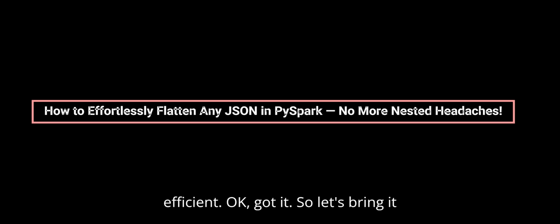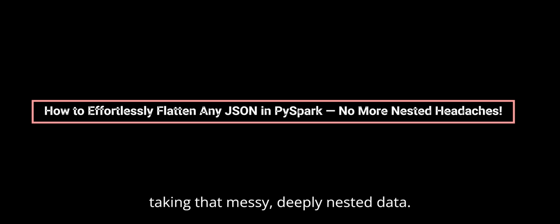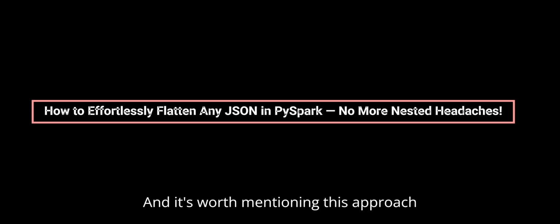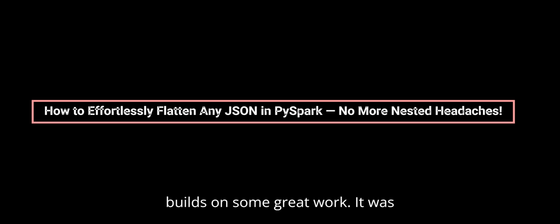Okay, got it. So let's bring it back to the listener. What's the real practical benefit for you? It means taking that messy, deeply nested data and getting a clean, flat table ready for analysis. Without all that tedious manual work, it's basically a shortcut, right? Straight to usable data. Exactly. You save a ton of time and potential errors. And it's worth mentioning this approach builds on some great work. It was inspired by Viral Patel's work on JSON flattening in PySpark.